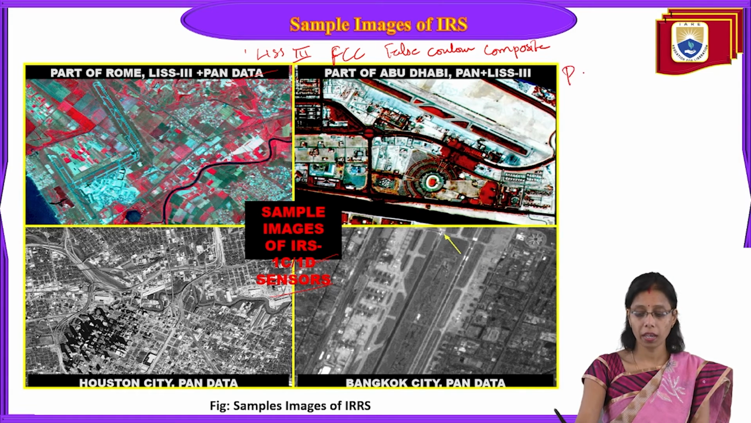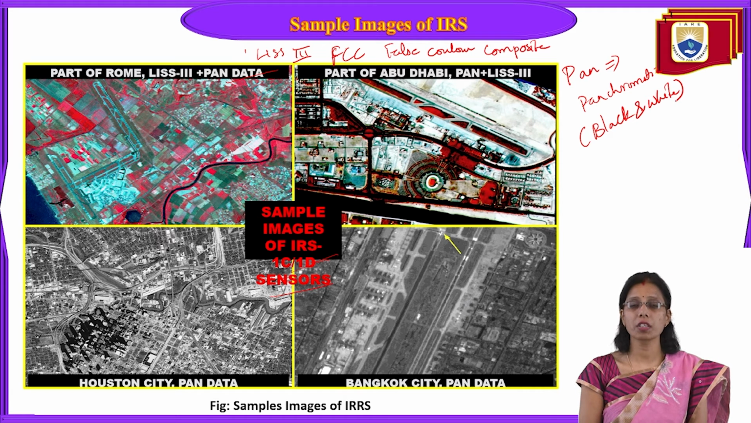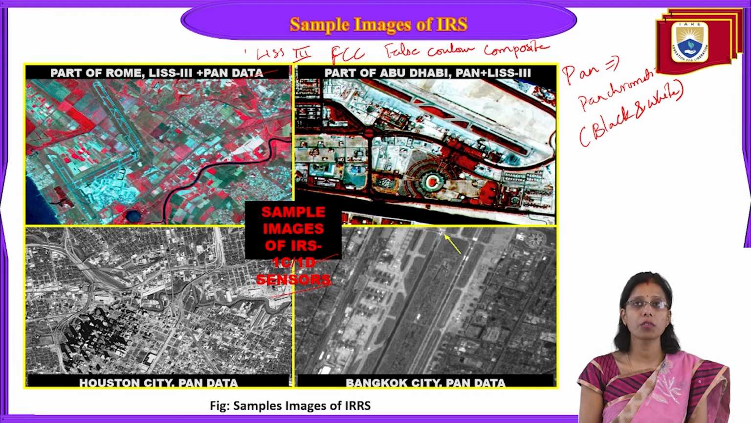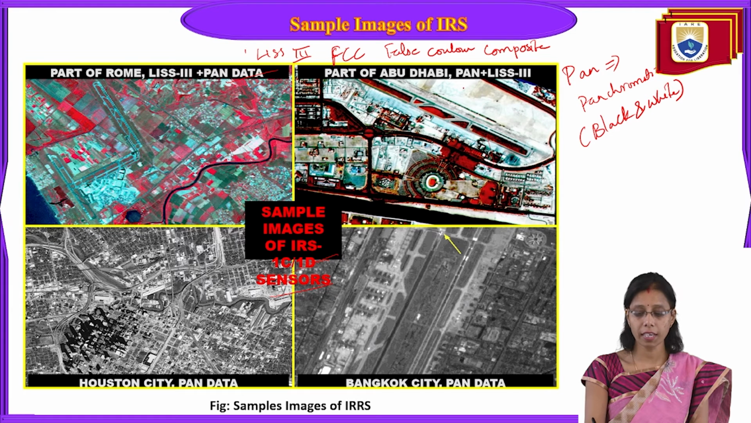And we have PAN here. PAN means panchromatic. Panchromatic means it gives the information in black and white. So we can merge this LISS 3 and PAN image to get a very clear picture. PAN will always have a good resolution, a very high resolution scale, and LISS data will be with a low resolution scale. So if we merge the LISS data and PAN data, we can finally get a very clear picture.